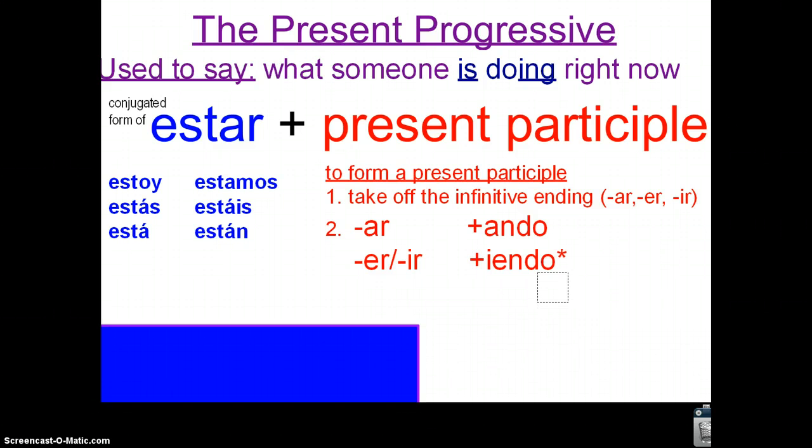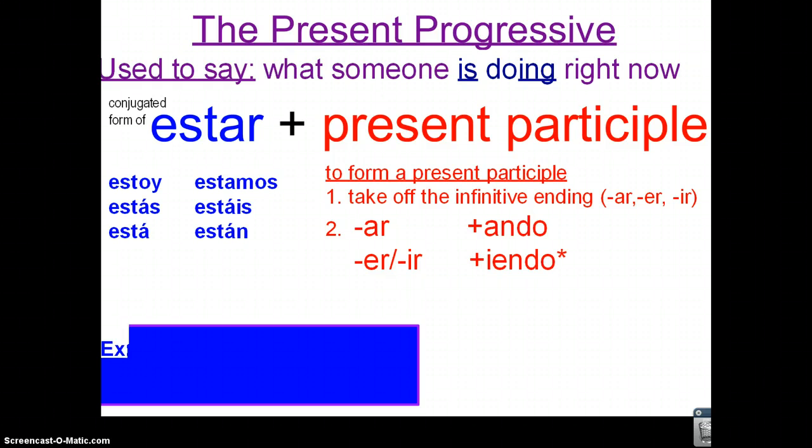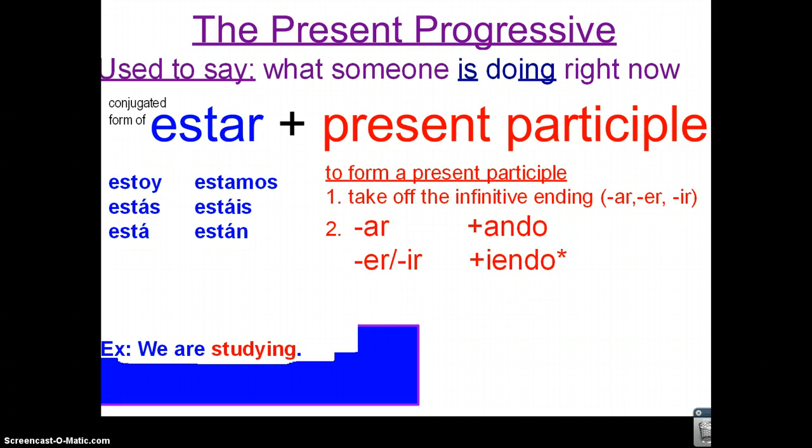Of course, in our notes, we always include an example sentence. So please write this down. We are studying. And then I would like you to, underneath it, try to write that sentence. So you're going to write down we, then you're going to need the we form of estar. You're going to take the infinitive of the verb to study, which is estudiar. Since it's an AR verb, you're going to take off the AR and add ando. We will check your answers in class when we go over this together.